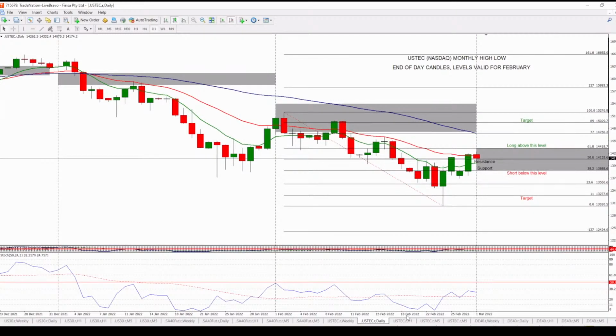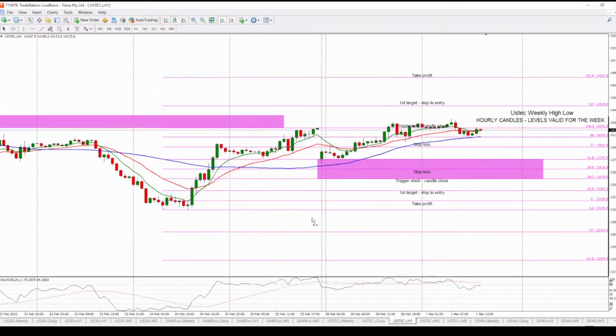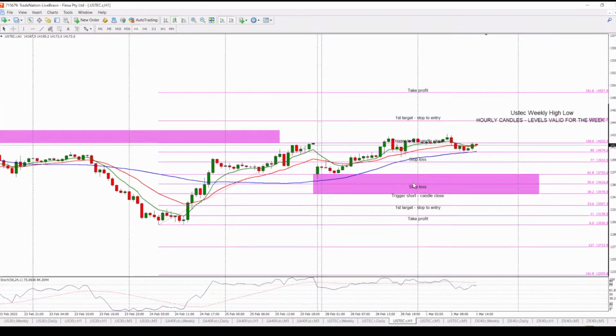So weekly high low. Yesterday we did get that trigger long, hasn't stopped out yet. Still have that outstanding target 127 and 161 take profit. For shorts now, at this moment, will only be candle close below 38.2, break previous candle low. We aim for that 23.6 first target, 11 final target.